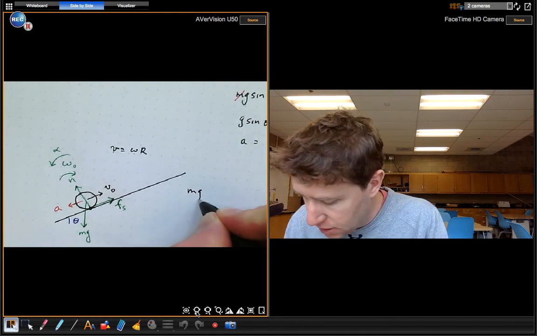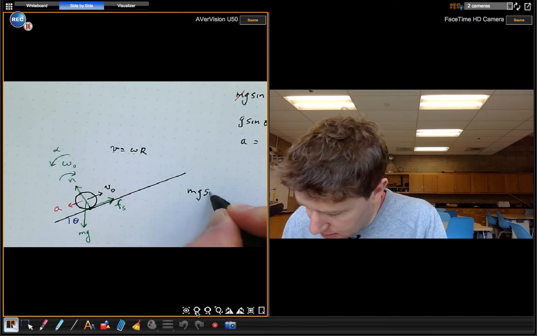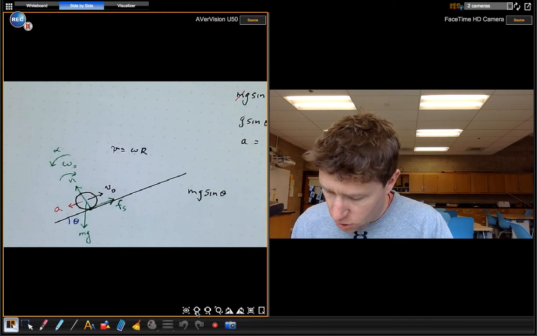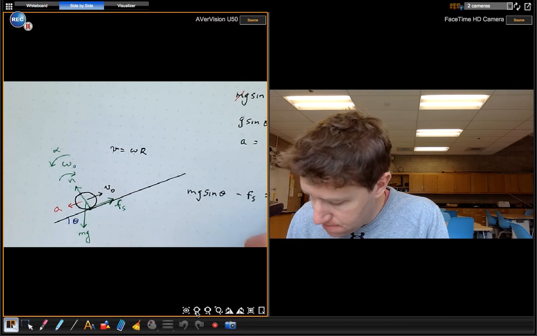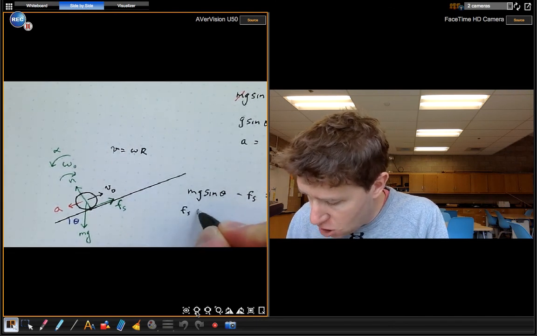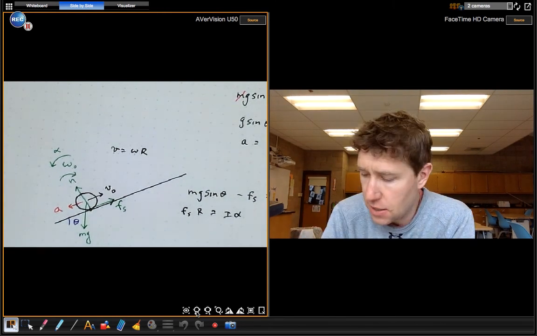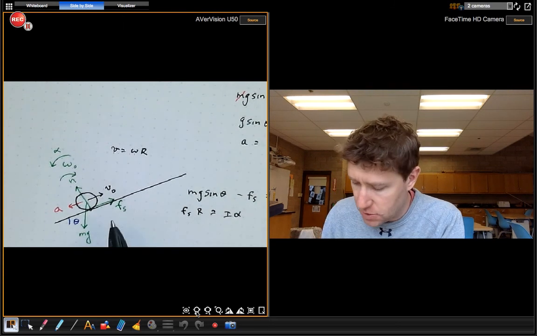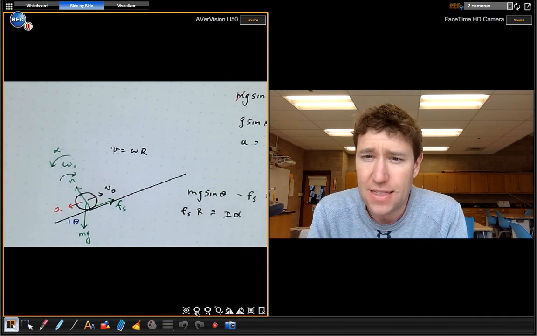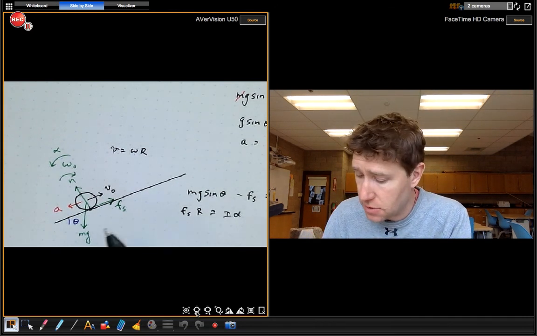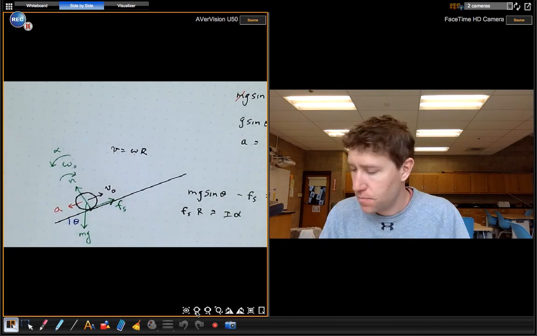I'll say mg sine theta, that's the force going down the ramp, minus Fs equals ma, and I would say that Fs times r equals I alpha. And you can sort of walk through from there. It's essentially just what we had done before. The only thing that's perhaps a little bit surprising here is that the friction force is up the ramp rather than down. In the case of sliding objects, we never saw this. In the case of sliding objects, we said the friction force is always opposite the direction of motion. Here, that's different. So I just want to call that out.